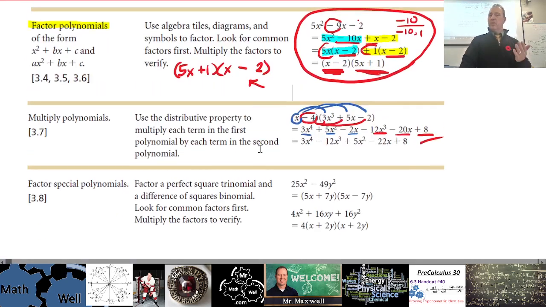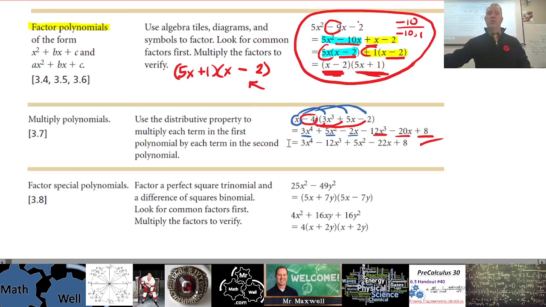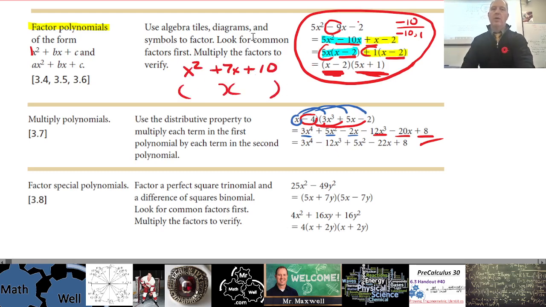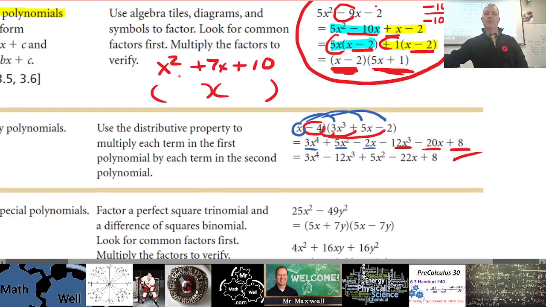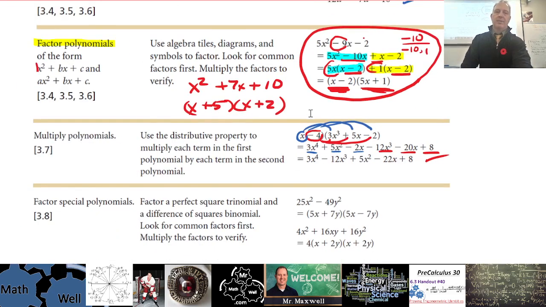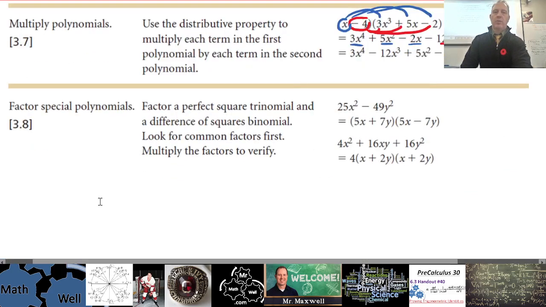Okay, is that okay? Can we move on from that? The easy ones are when a is just 1 here. That's easy. I don't think I need to go over that, but let's say you had x squared plus 7x plus 10. Then you would simply write two binomials, and you would ask, what are the two numbers that multiply to 10 and add to 7? And this is x here because that's an x squared, and this is plus 5 and plus 2. They multiply to 10, add to 7, done. That's easy. Special polynomials, the last section 3.8, special polynomials.